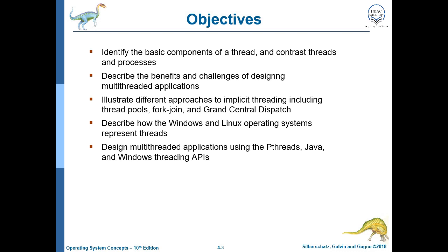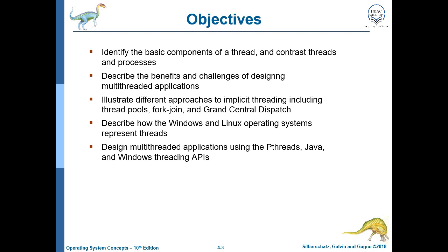Objectives. Identify the basic components of threads, which means we'll be looking at components that are required to create a thread or associated with a thread. And then we'll contrast threads and process. So we'll be comparing threads and process. We should know that they are really interlinked. Now, describe the benefits and challenges of designing multi-threaded application. Why do we want to design multi-threaded application? What benefit can it give us?